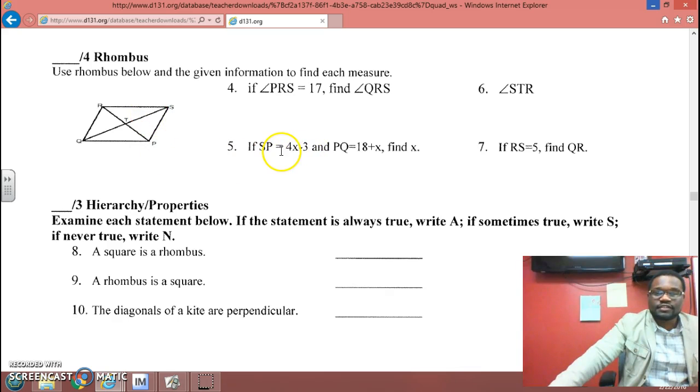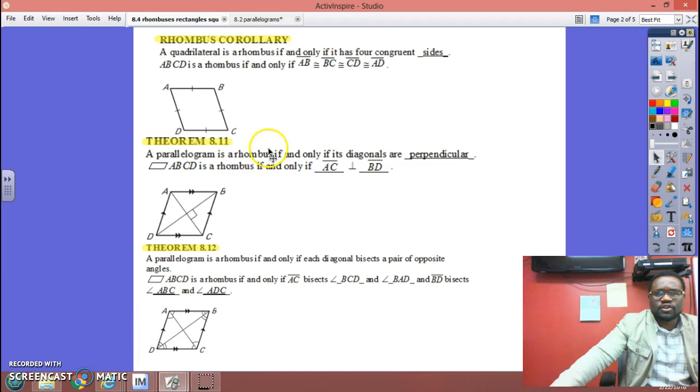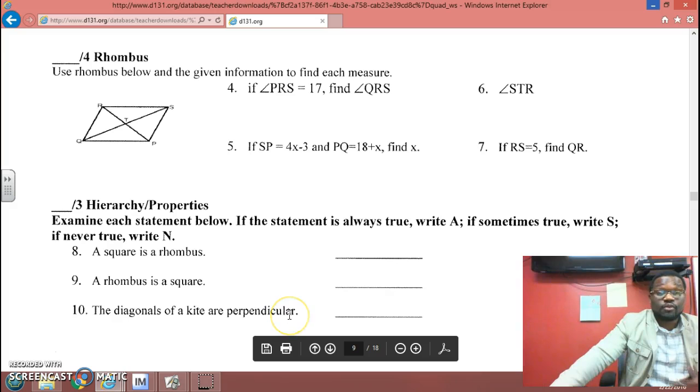All right, let's look at number 5. If SP is 4x minus 3 and PQ is 18 plus x, find x. All right, so now we need to think about what do we know about the sides, SP and PQ. Okay, so we can go back to our notes, and the first thing it says is it has 4 congruent sides. So what does that mean in a rhombus? That all the sides are congruent or the same or equal.